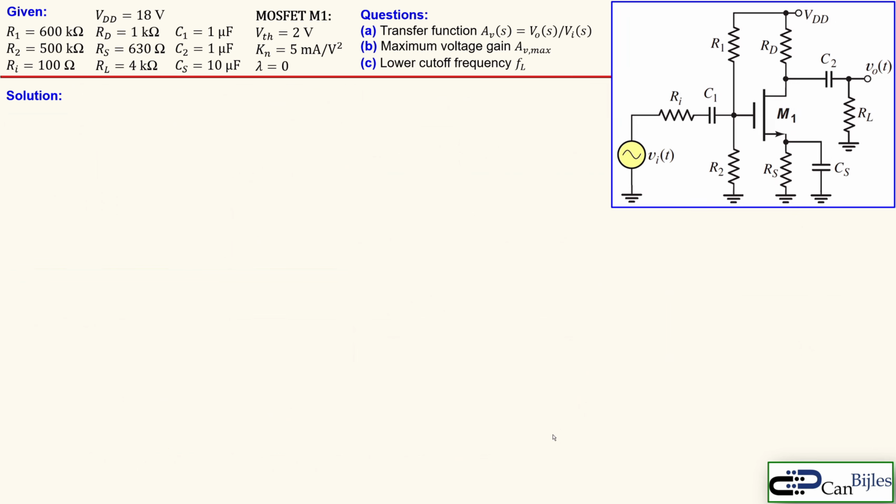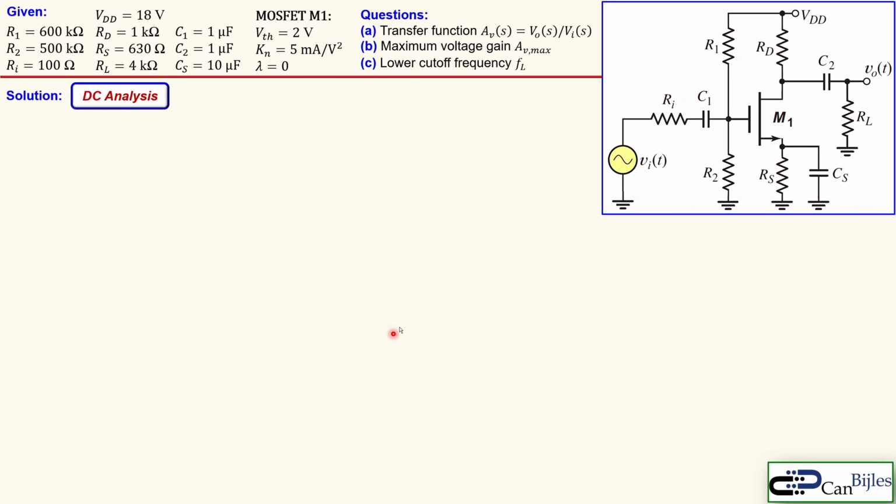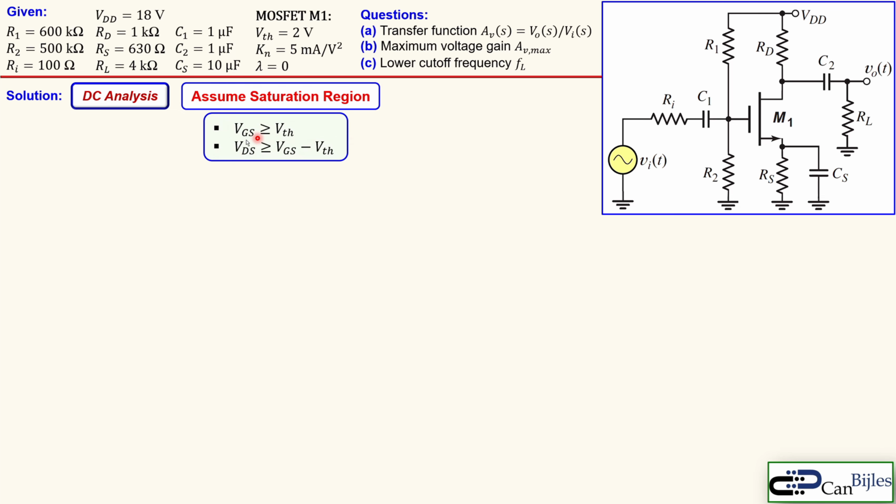Okay. Now let's see that in more detail, of course. For that, we need to do the DC analysis first. And now we assume for our transistor M1 that it is operating in the saturation region. That means the following: the VGS, this gate to source voltage, is larger or equal to the threshold, in this case 2 volts. And we also assume that this drain to source voltage is larger or equal to the gate to source minus the threshold. So we need to check this, of course, later. We assume it first and we will check later if this is indeed correct.